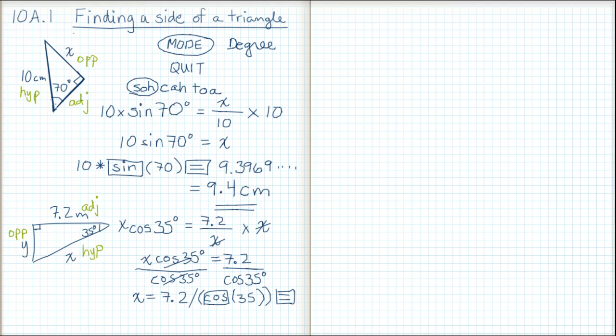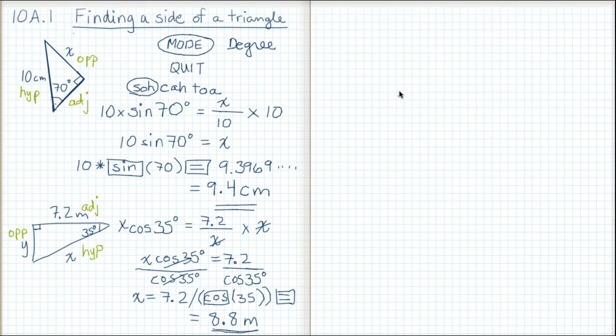And when I type that in, I get 8.789577 on and on and on, and I round it off to 1 decimal place, since 7.2 was to 1 decimal place, and get 8.8. And last step, look at units. 7.2 is in meters, so the hypotenuse is also going to be in meters. And I can also see I must have done something, I hope I did it correctly, because the hypotenuse is longer than 7.2. That seems reasonable, it should be. So that's my answer.